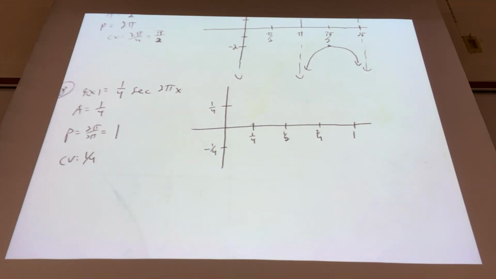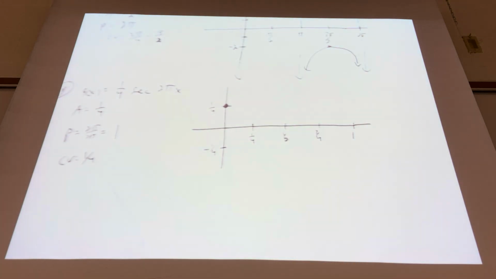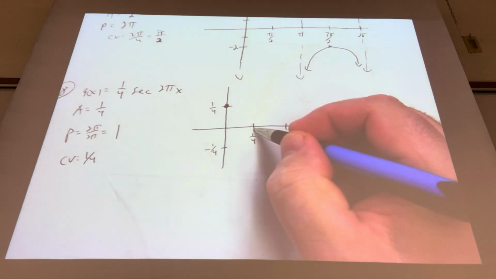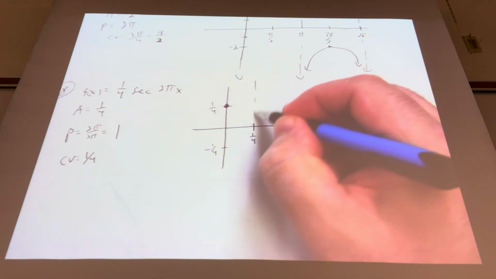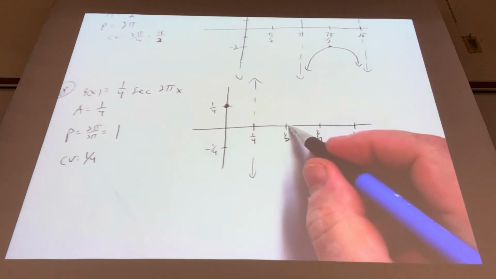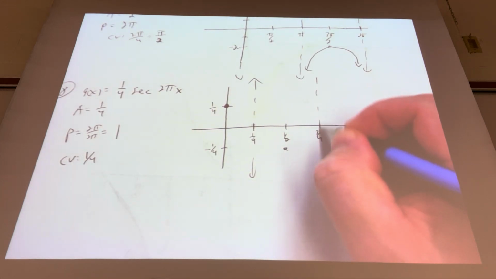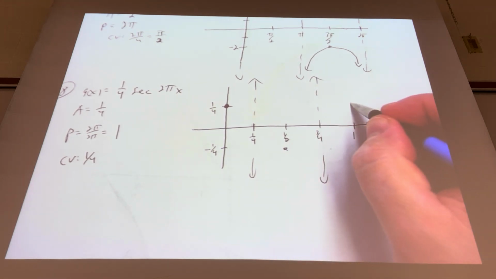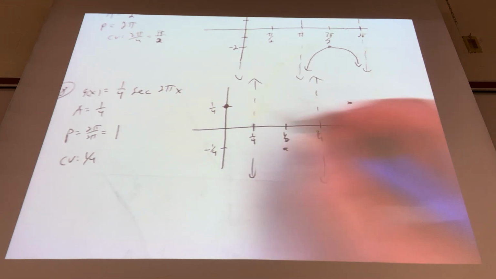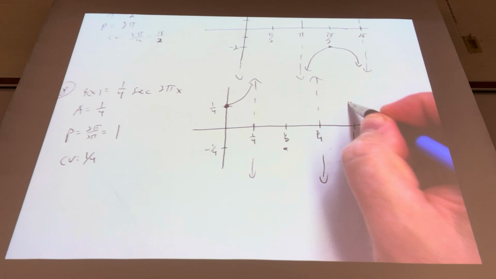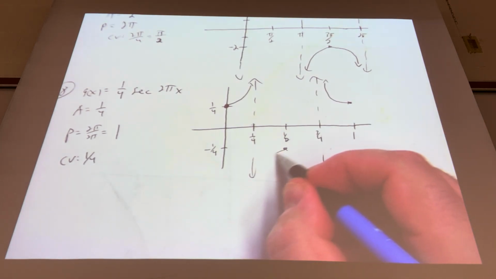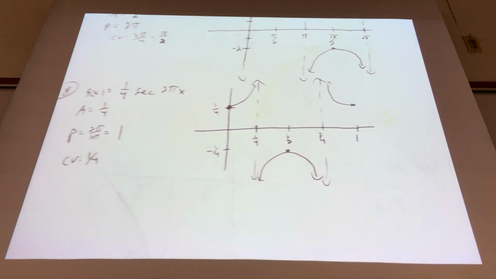How does secant start? 1/4. At the 1/4. Then we'll go to undefined, negative 1/4, negative, undefined, 1/4. So we see we have kind of this upward curve right here, and this downward curve right here.